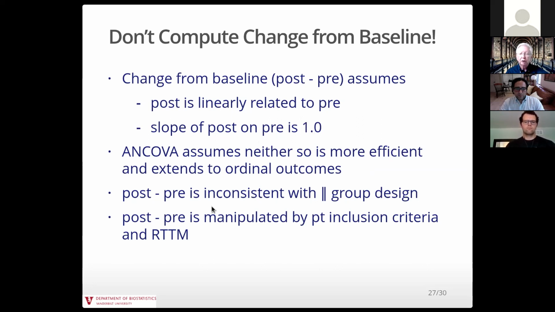So the post minus pre is inconsistent with a parallel group design. It's something you would only use in a pre-post design, which is the weakest of all possible experimental designs. And the post minus pre difference is easily manipulated by patient inclusion criteria and regression to the mean.